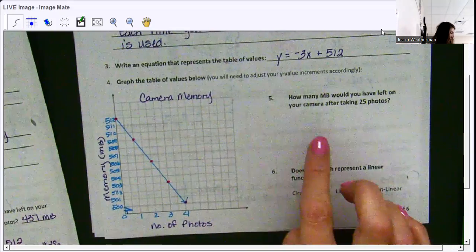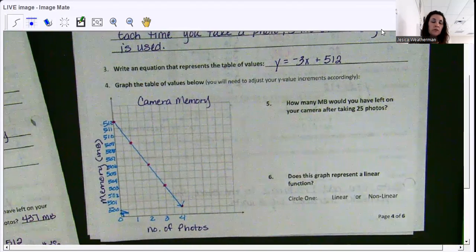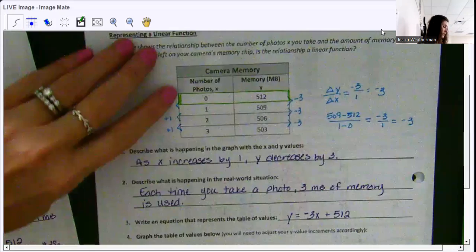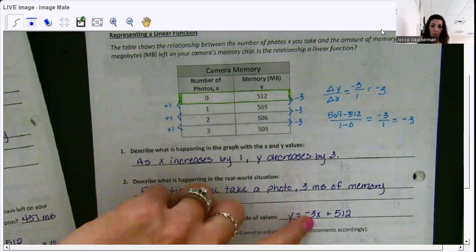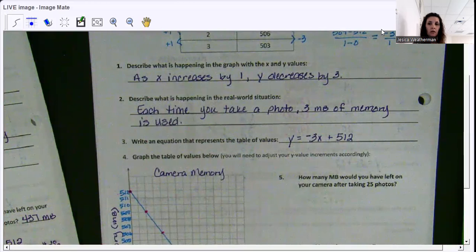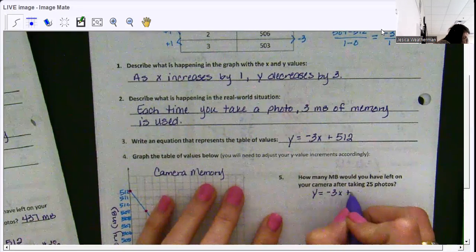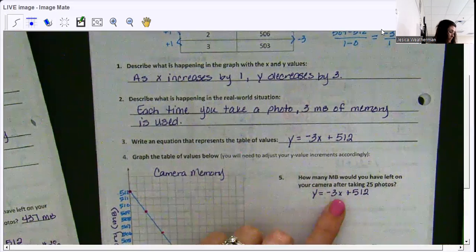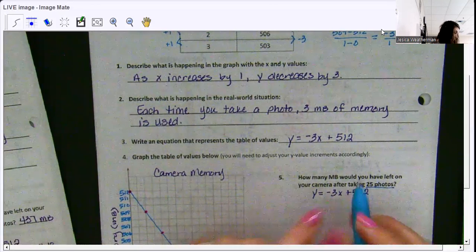Now, question number 5 says, how many megabytes would you have left on your camera after taking 25 photos? Well, if you look up at your table, you'll notice that the number of photos is represented by the x. And if you look at our equation, x is right here. So all you're doing is writing out your equation and plugging the 25 in there to figure out, after taking so many photos, how much memory we have left. So what that looks like: y equals negative 3x plus 512. x represents the number of photos, so we're going to take these 25 photos and plug it in here to solve.